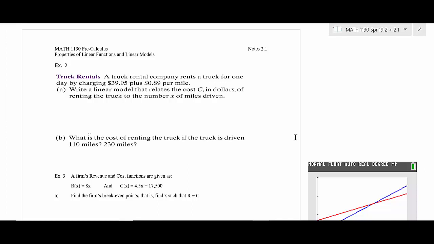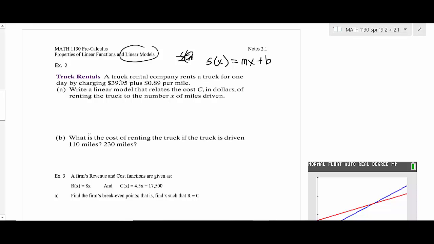And what this is, just when you have a linear model, a lot of things are modeled by lines in the real world. So the general formula for a linear function is f of x equals mx plus b, okay? And this would be a typical rental that would end up being linear. A lot of rental companies do things in a linear kind of way.